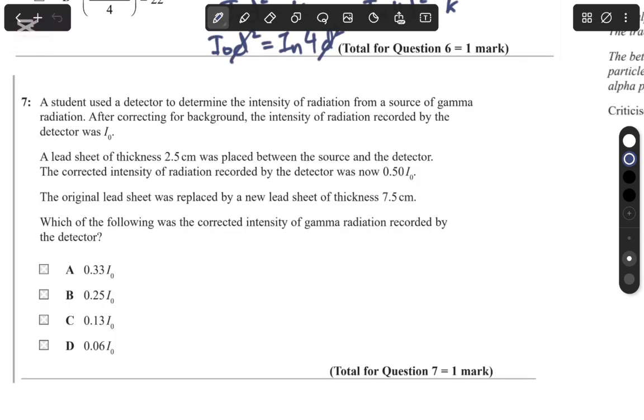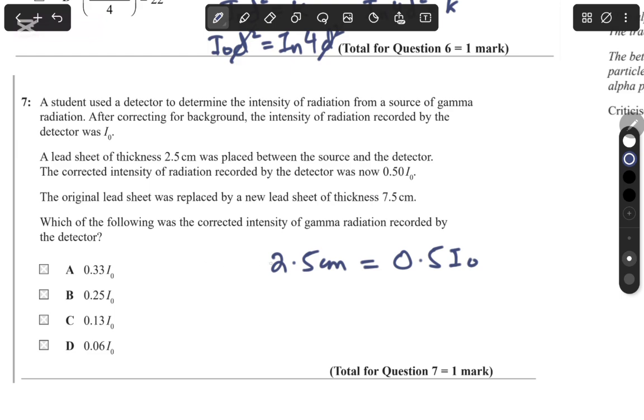So here's the first question, one, and this one is from 2025 May. So this one's a new one, but it's the same concept, okay? So it says a student used a detector to determine the intensity of radiation from a source of gamma radiation. After correcting for background, the intensity of radiation was required to be I naught. A sheet of 2.5 centimeter was placed, okay, and then the intensity was now 0.5 I naught. So 2.5 centimeter causes our intensity to become 0.5 I naught.